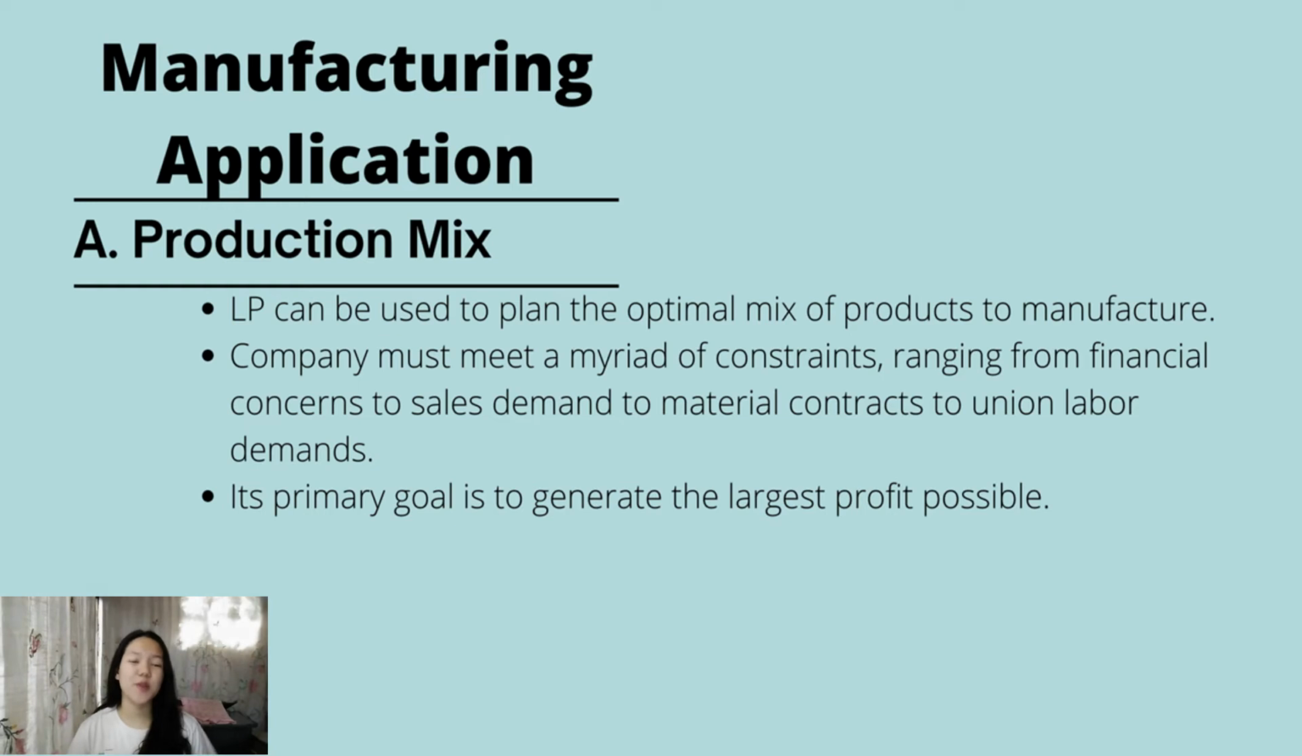And now we are down to our second application, which is manufacturing applications. We also have two items under the manufacturing application, which are the production mix and the production scheduling. First, we are going to discuss the production mix.